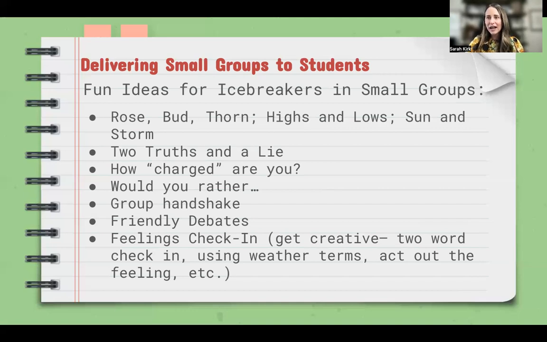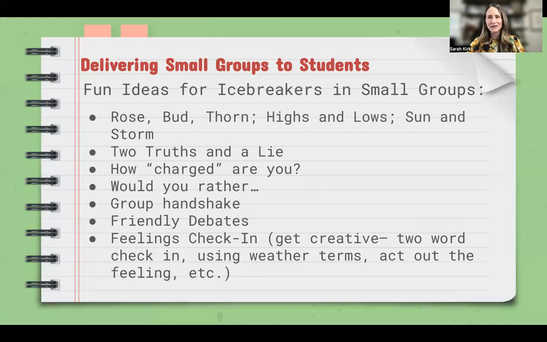A feelings check-in. I always did this for any of my groups that were social and emotional instructional groups, where we're targeting teaching different emotion management skills. It's always good to start off with a little feelings check-in. There are all sorts of ones out there, things like a 2-word check-in, or I love the idea of a feelings check-in using weather terms. What's a weather term to describe how you're feeling today? Sunny, stormy, rainy, cloudy, tornado, all of those.